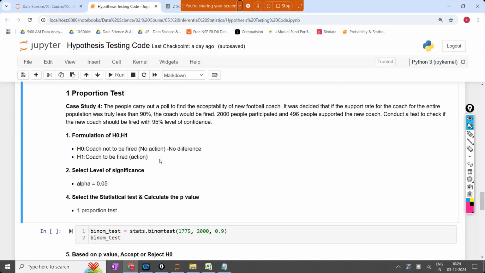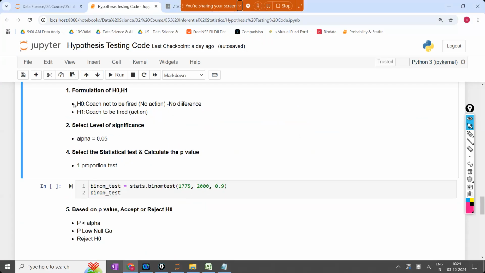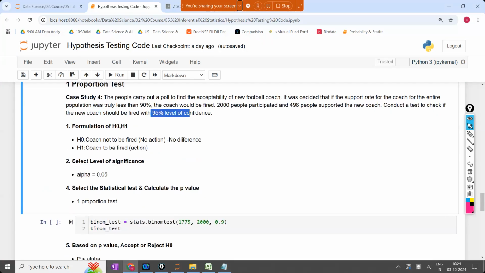Is the point clear? Now, sir, where are mu and all these things? Because it is a categorical column now. For a categorical column, the statement is: person is innocent, an English statement. No mu, no greater than or less than symbols. Is the point clear? Now, coach should not be fired; coach to be fired. And alpha is equal to 0.05 because of the 95% level of confidence.